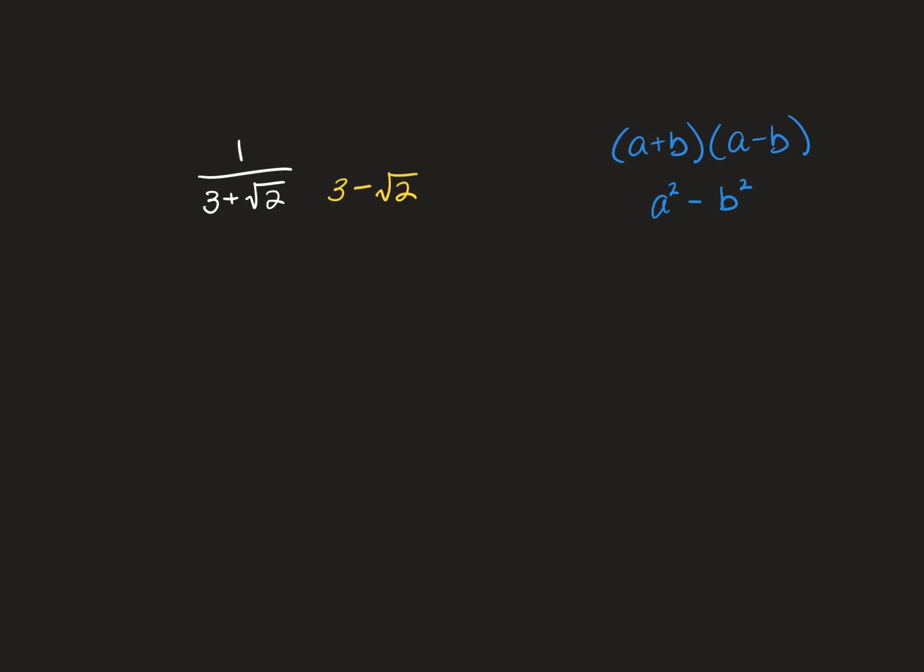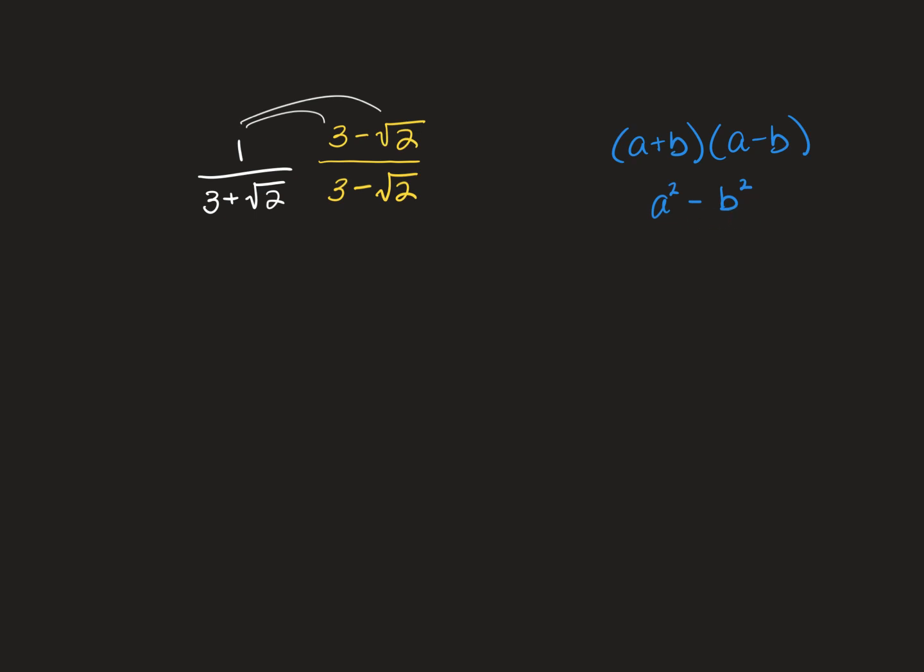Now, the rule with fractions is what I do to the bottom, I also have to do to the top. So we're on to step number 2. We're multiplying the conjugate to both the top and the bottom. For the top, it doesn't really matter because we got 1 times 3 is 3, and 1 times the square root of 2 is the square root of 2. That's not going to change. But for the bottom right now, our goal is to get rid of this radical. When we multiply the conjugate, it's going to get rid of the radical, and you're about to see that happen.